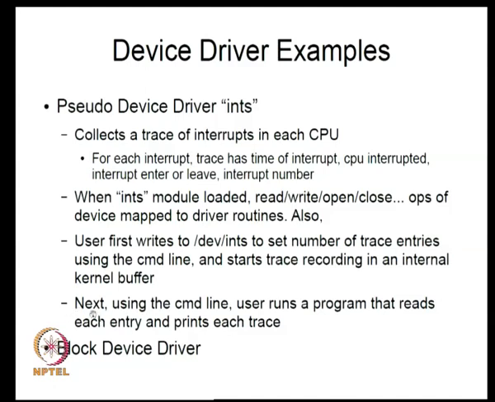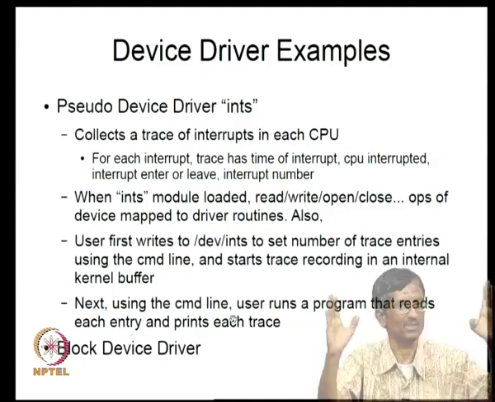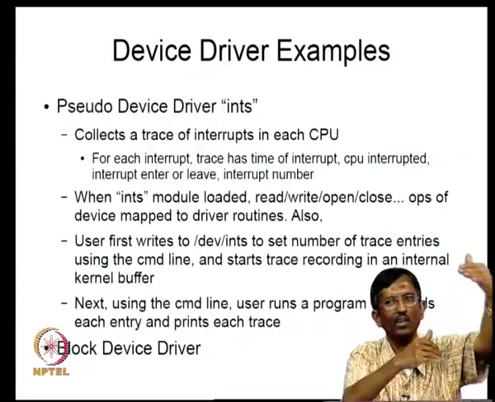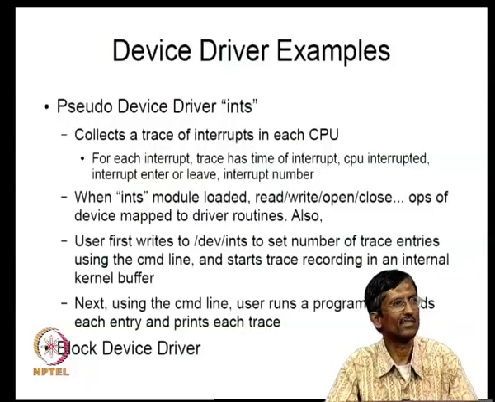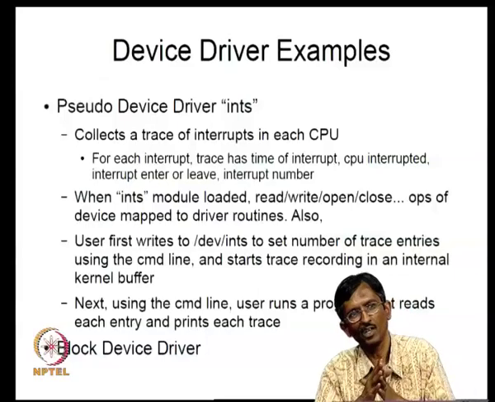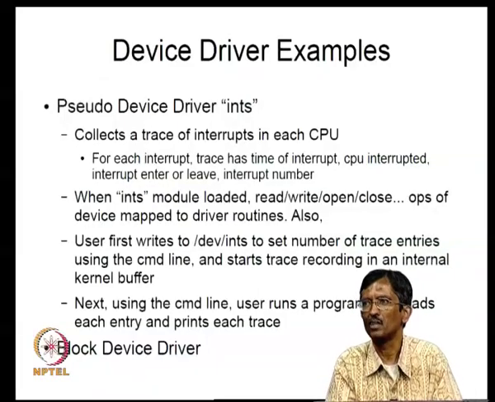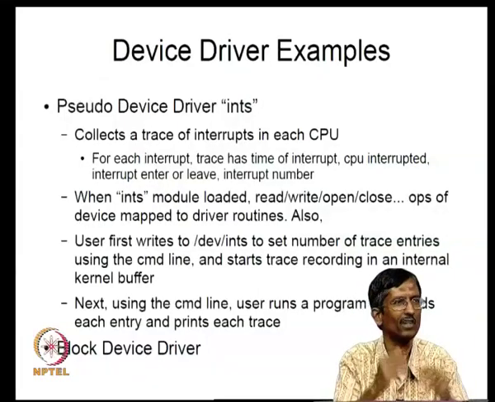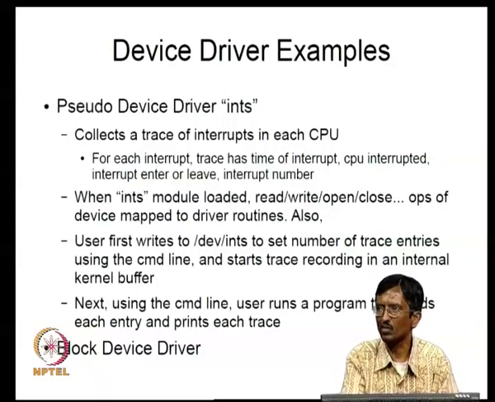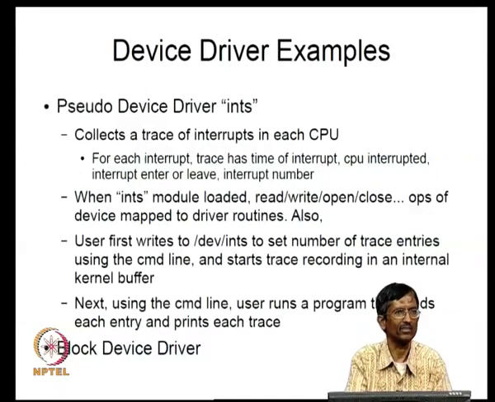Now, using the command line, the user runs a program that reads each entry and prints each trace. So, it has already collected that amount of information, right. Basically, you ask it to record, you set it up, it's all recorded and kept in the kernel buffer, sitting there. This is pageable, that's why I'm not so bothered. Once it has been done, let's say it's 1 megabyte, it will get swapped out, so it will not be using real physical memory for it.